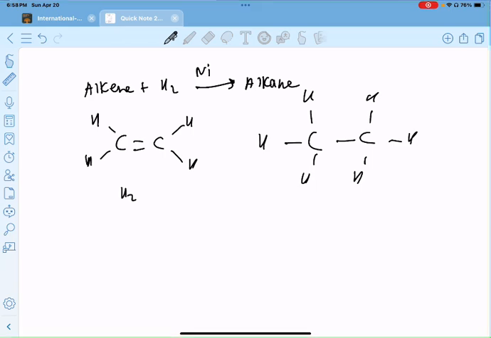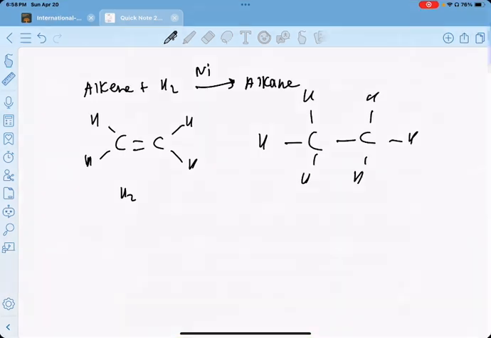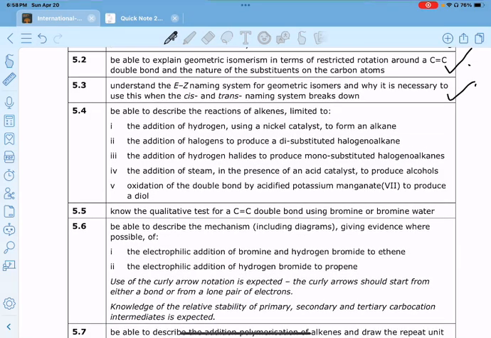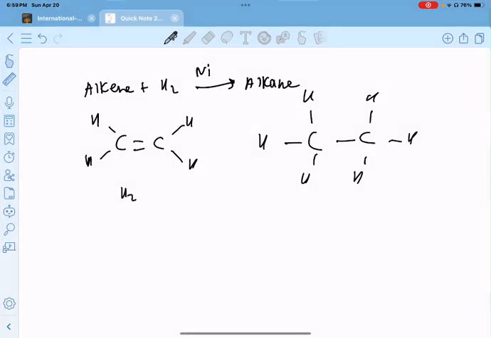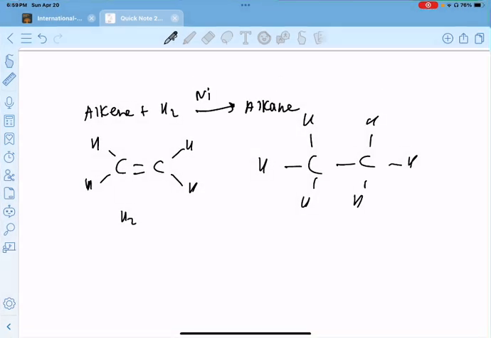Try again to keep ways of remembering this stuff. Alkene plus hydrogen will give you alkane in the presence of a nickel catalyst, okay? Yeah, so continuing with that. That's the first one. Number 2, the addition of halogens to produce di-substituted halogenoalkanes. Now, when you add a halogen, by the way, one more thing I have to mention is this is known as an addition reaction. It's called hydrogenation, okay? But it is an addition reaction, okay?